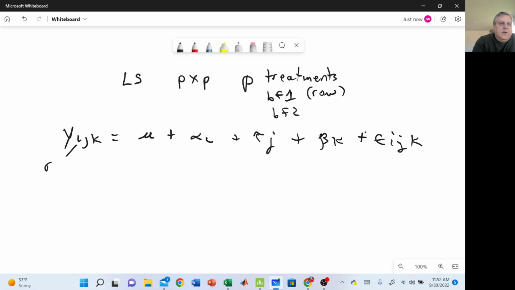So just remember, i stands for the row, j stands for the treatment, and k stands for the column. At least I hope it's that way. I didn't go back and look at the book, but that's what I think it is. If it's not, you can just simply transpose the notation. It doesn't change the concept here.